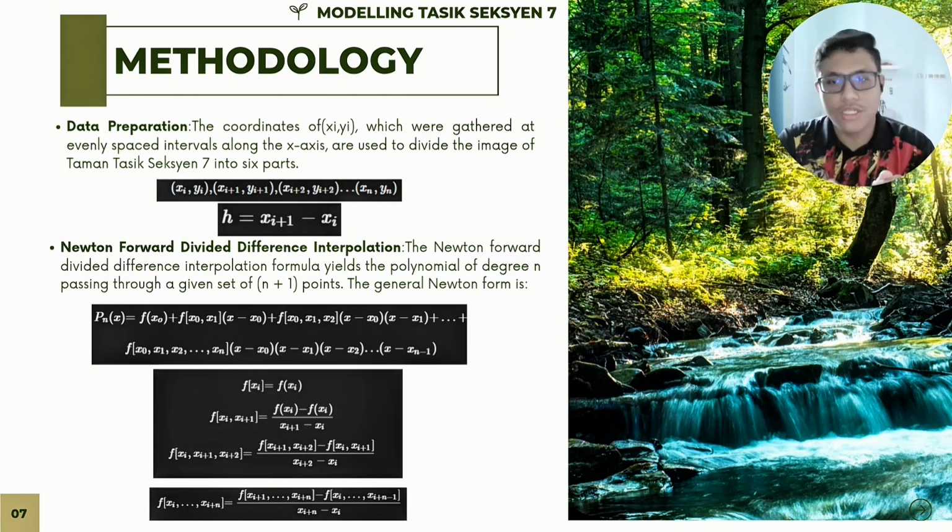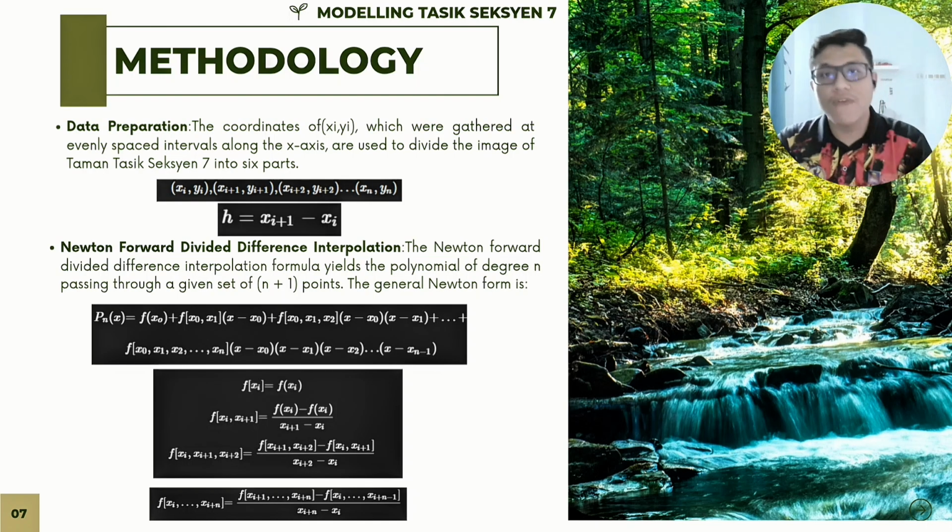Now I will talk about methodology. First, we go to the data preparation. The coordinates of x, y, which were gathered at an equal spacing interval h along the x-axis, are used to divide the image of Taman Tasik Section 7 into the 6 parts. So, they give us a set of coordinates for each section of the lake.